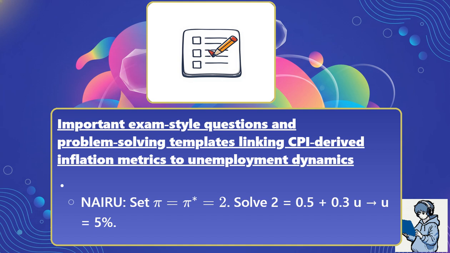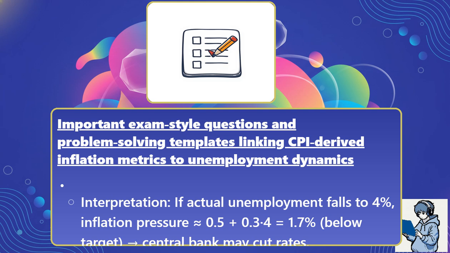NAIRU: set π equal to π* = 2%. Solve 2 = 0.5 + 0.3u, which gives u = 5%. Interpretation: if actual unemployment falls to 4%, inflation pressure approximately equals 0.5 + 0.3 × 4, which is 1.7%, below target, so the central bank may cut rates.